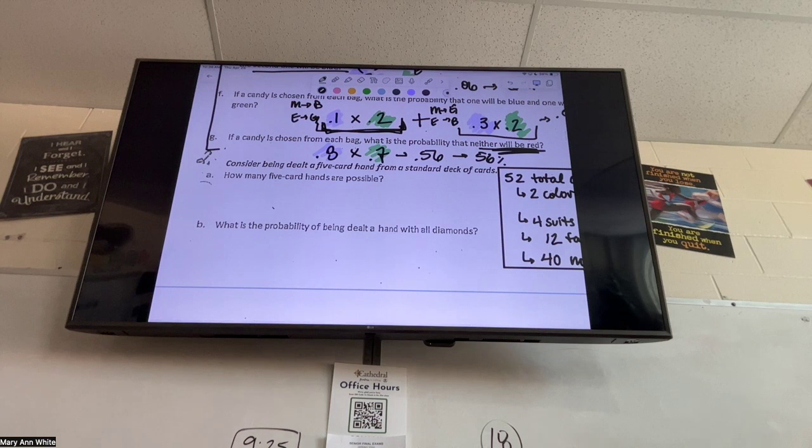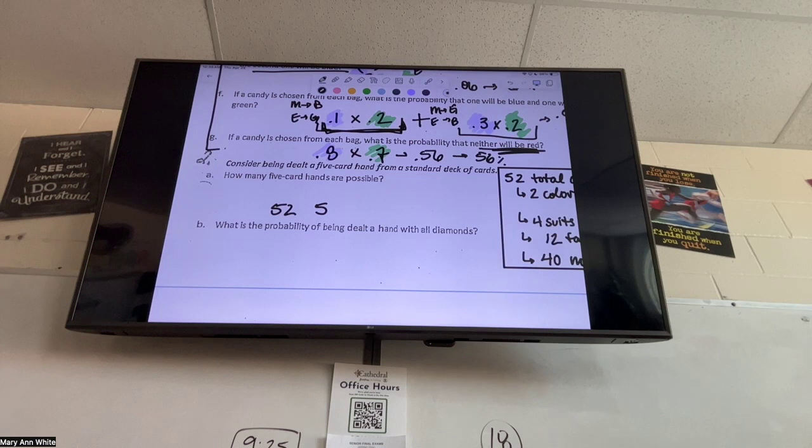The next one says, how many 5-card hands are possible? So I'm dealing the cards. Everyone gets 5. How many total cards are there in the whole deck? 52. And how many can you get in your hand? 5. Okay, are we gonna do 52P5 or 52C5?